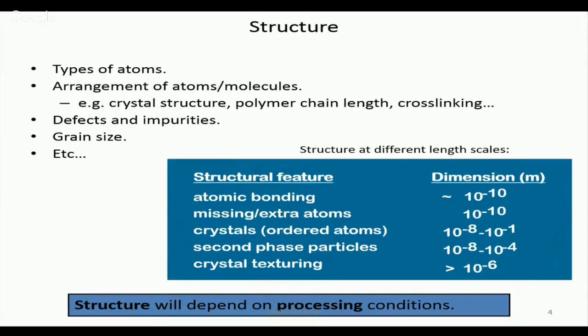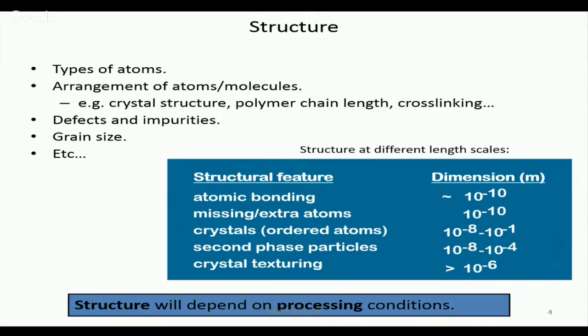So as you see, atomic bonding has dimensions on the order of 10 to the power minus 10 meter. Missing or extra atoms are also on the order of 10 to the power minus 10 meter. The crystals can be very small, about 10 to the power minus 8 to 10 to the power minus 1 meter. The second phase particles could be on the order of 10 to the power minus 8 to 10 to the power minus 4 meter.